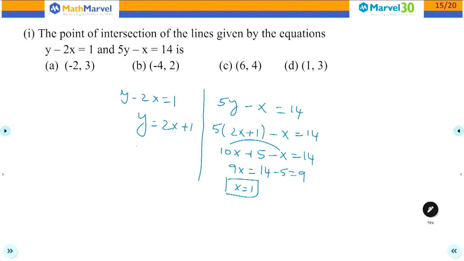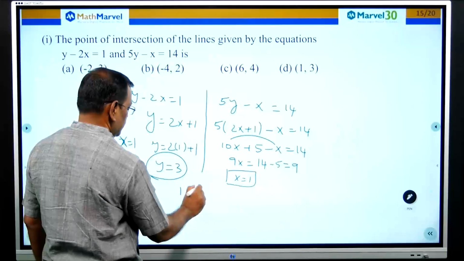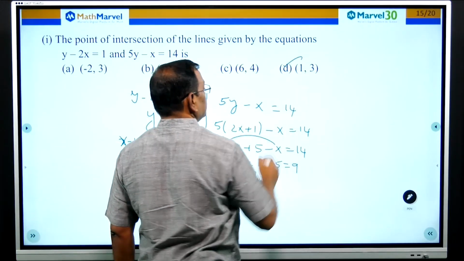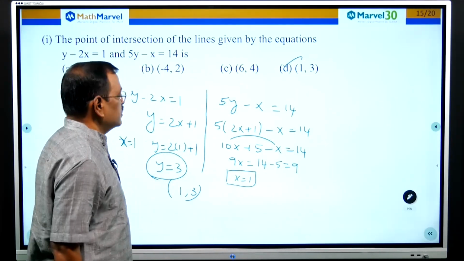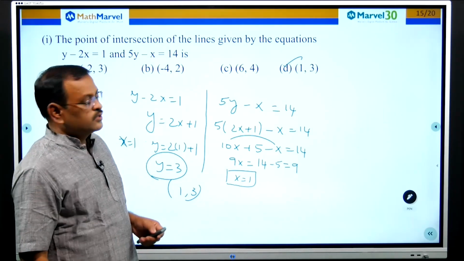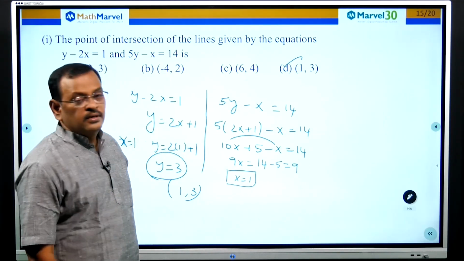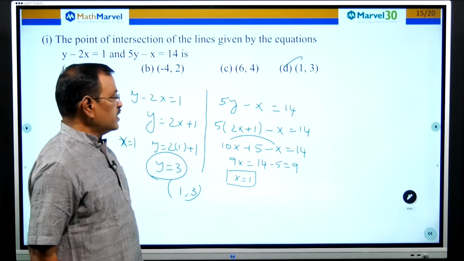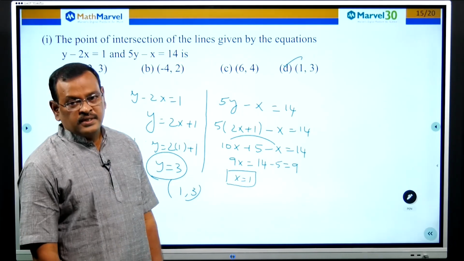When x equal to 1, y equal to 2 into 1 plus 1, y equal to 3. Therefore, the point of intersection is (1, 3). Option D. This is a procedural method, but you can apply the trial and error method also, that is, by substituting the values in both the equations, to find the point of intersection of both the lines.